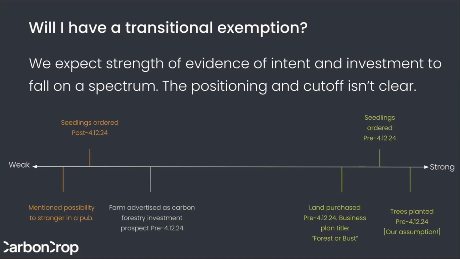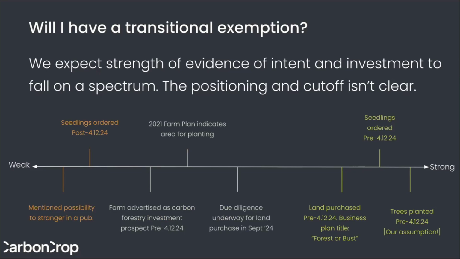So if your farm was advertised as a carbon forestry investment prospect prior to 4th of December 2024, like you're looking to realize the value of that farm for forestry, you've indicated an intent. Does that count? Does your 2021 farm plan that indicates your area is intended for planting as part of your overall farm management practices count?